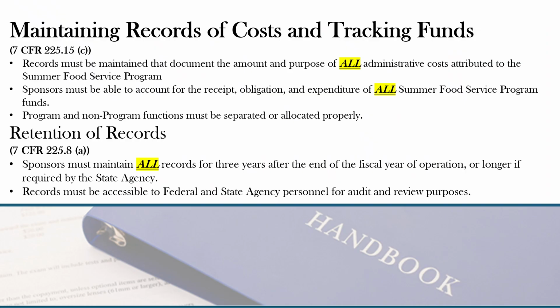Maintaining records of costs and tracking funds. Records must be maintained that document the amount and purpose of all administrative costs attributed to the Summer Food Service Program. Sponsors must be able to account for receipts, obligations, and expenditures of all Summer Food Service Program funds. Program and non-program functions must be separated or allocated properly.